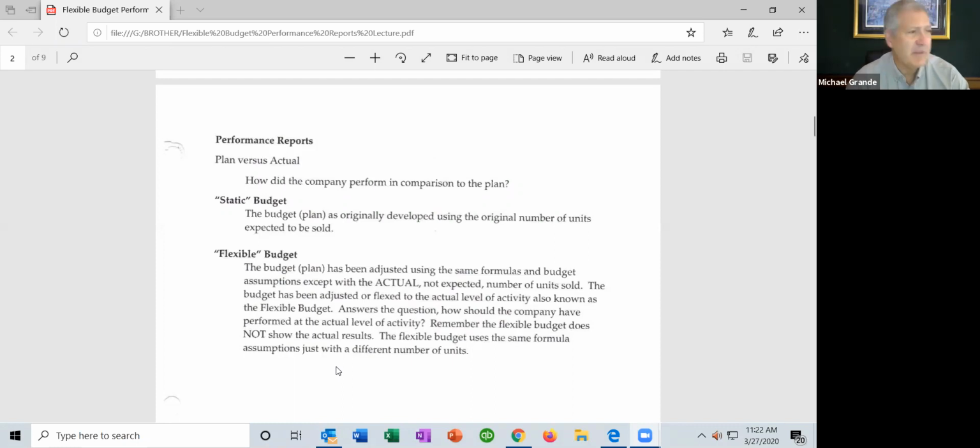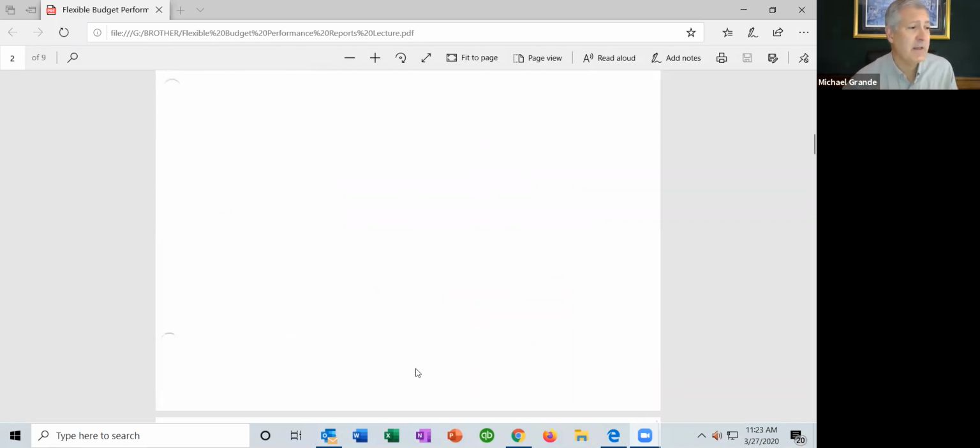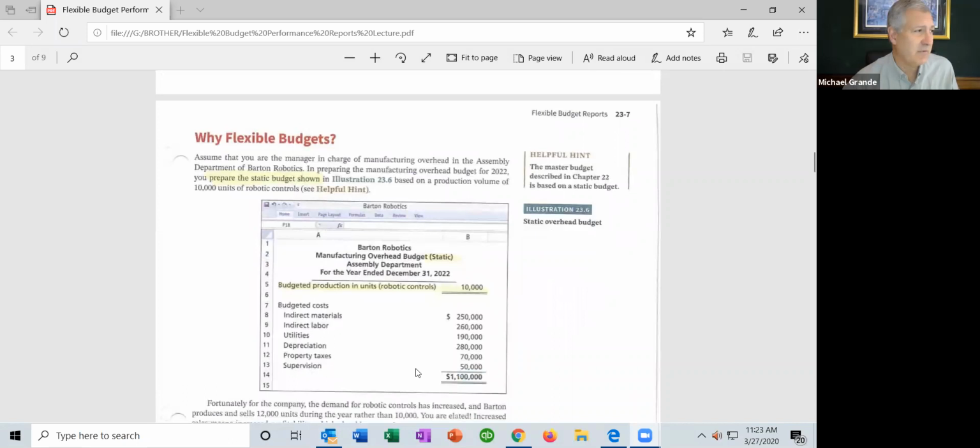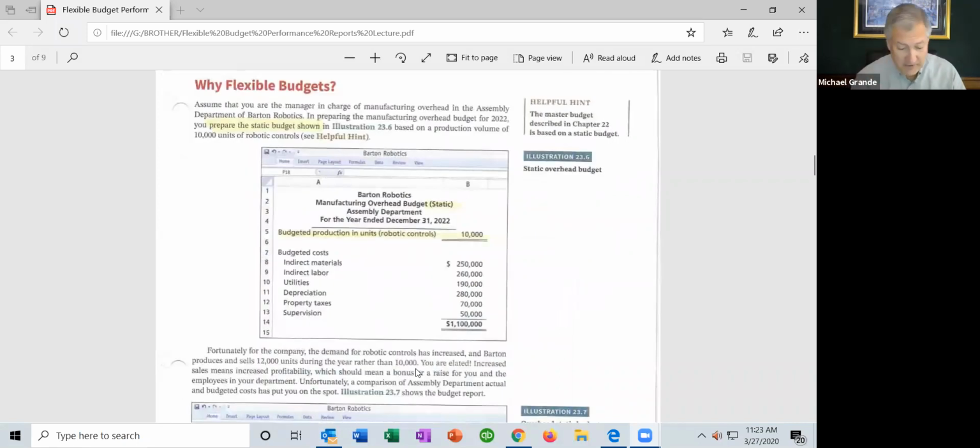The budget has been adjusted or flexed to the actual level of activity, also known as the flexible budget. This budget report answers the question, how should the company have performed at the actual level of activity? Remember, the flexible budget does not show the actual results. The flexible budget uses the same formula assumptions, just with a different number of units. Again, like any accounting problem, it helps to see examples. This is the Barton company, Barton Robotics. It's in your textbook.